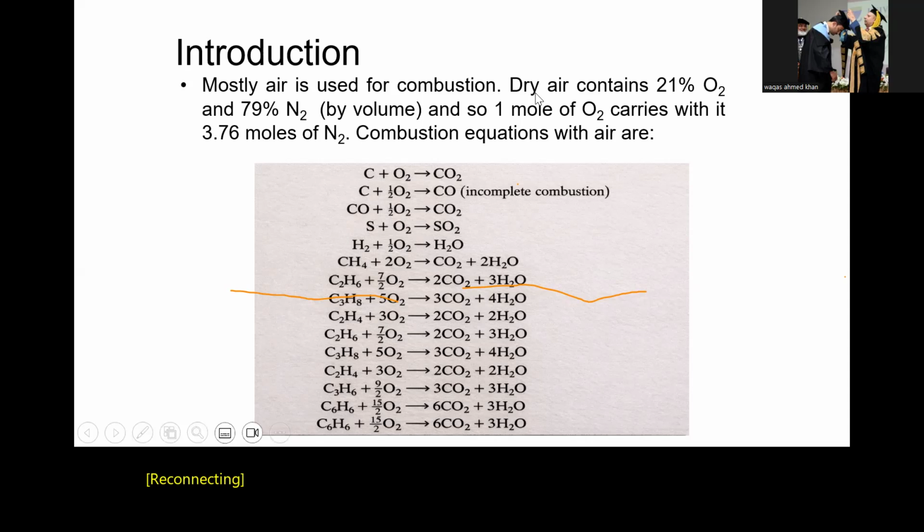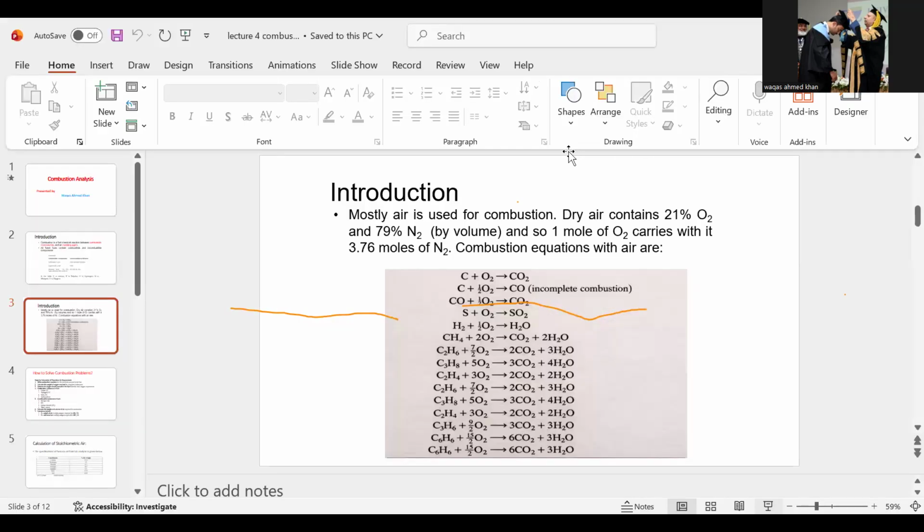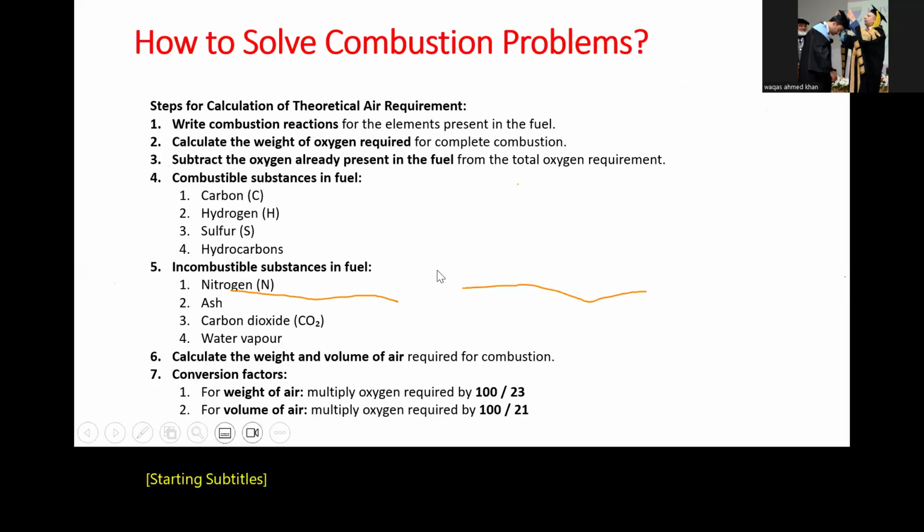So dry air contains 21% oxygen and 79% nitrogen by volume. So 1 mole of oxygen carries 3.76 moles of nitrogen. Based on this proportion, we will go on with the combustion analysis and combustion reactions, and then further we will complete the calculation of combustion. Now let us start. How can we solve some combustion problem?